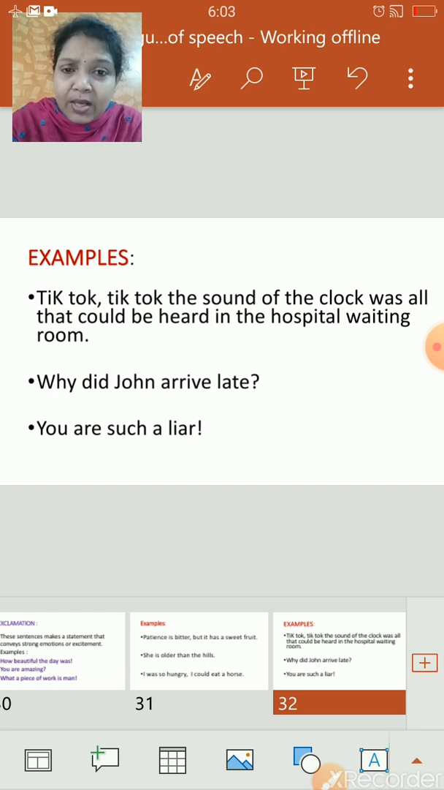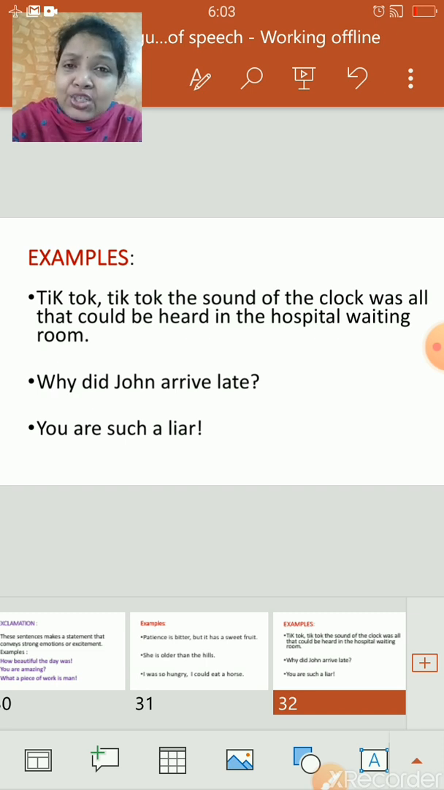Now, the next one. You are such a liar! I'm giving an expression over here, that the person is a liar. So definitely it's an exclamation mark, okay? So now see students, it was so easy to understand all the 5 topics that we have already done.